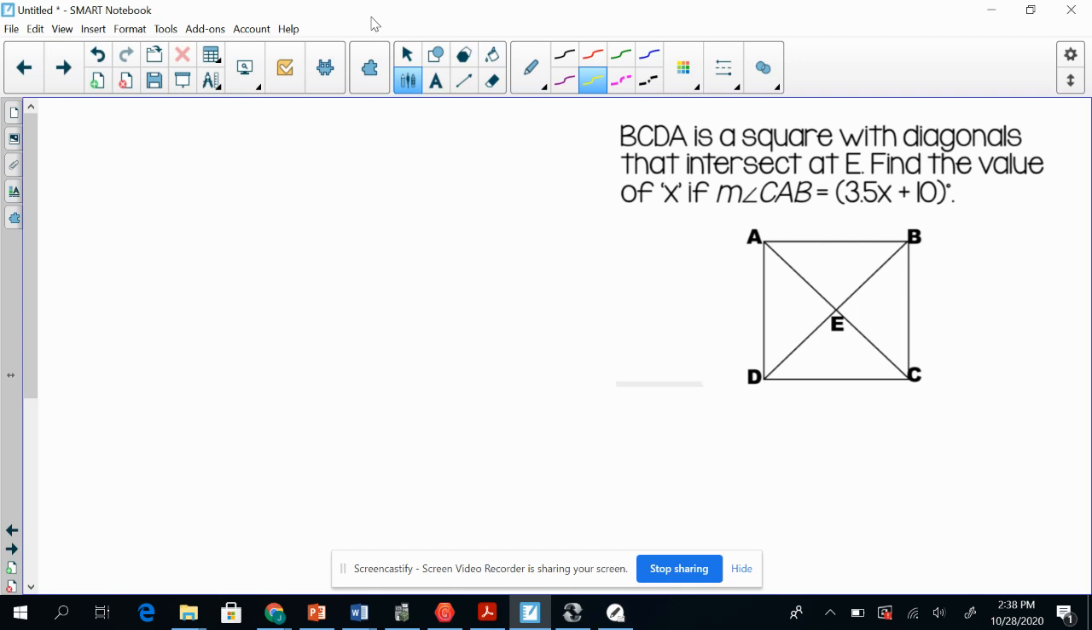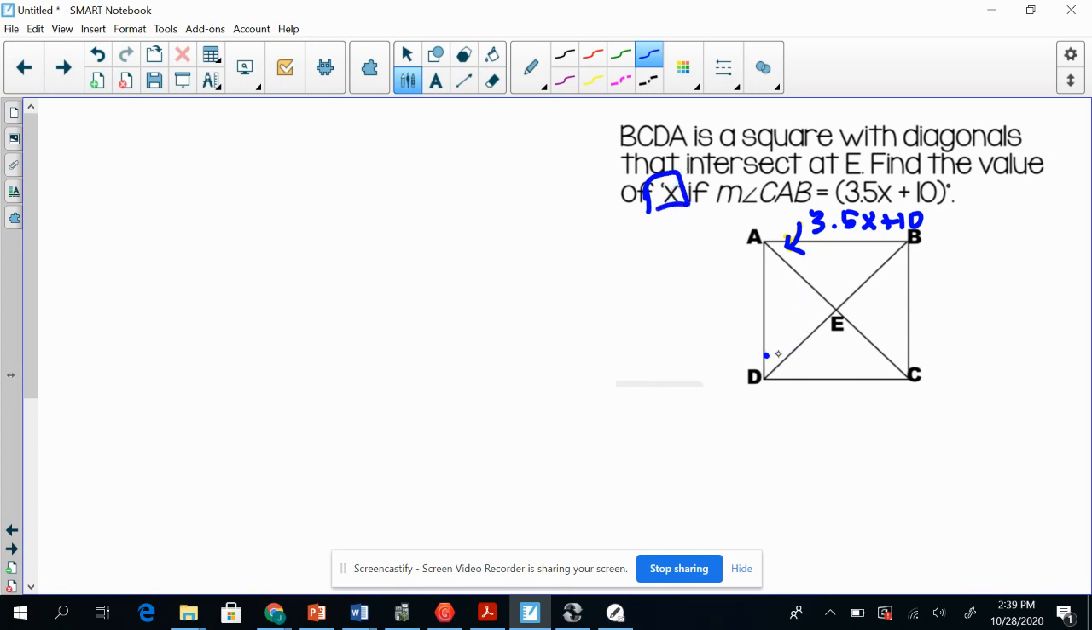Okay, so BCDA is a square with diagonals that intersect at E. Find the value of x if CAB, so this angle right here, is 3.5x plus 10. And I want to know what x is, so I'm solving for x.